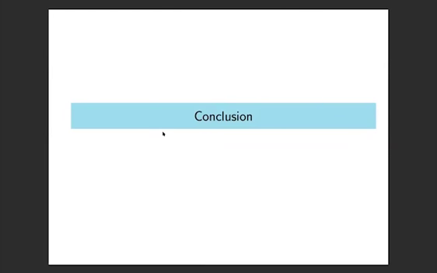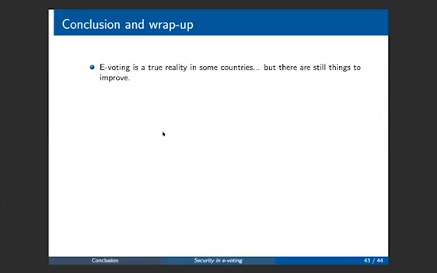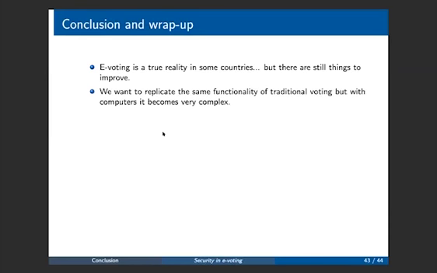So as a conclusion, we can see that e-voting is really a true reality in some countries. It has been a reality in some countries and now it's not. In some others, they are still using it. But there are still a few things that need to be improved, because the idea is that they want to replicate the same functionality. We want to have a voting process that looks as much as the traditional voting process, so that people don't need to learn new things.